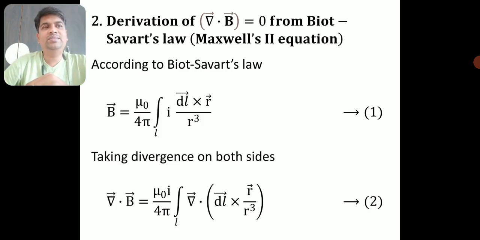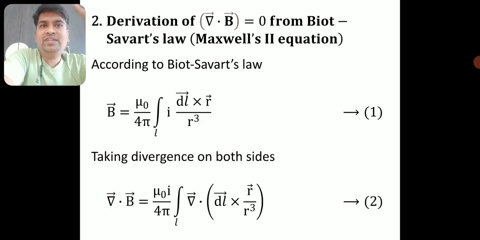What does this Biot-Savart's law say? Biot-Savart's law says that the magnetic field at some point P due to a current element is given by mu naught by 4 pi, I dl sin theta divided by r square. I have explained this Biot-Savart's law very clearly in my previous videos while discussing magnetostatics.